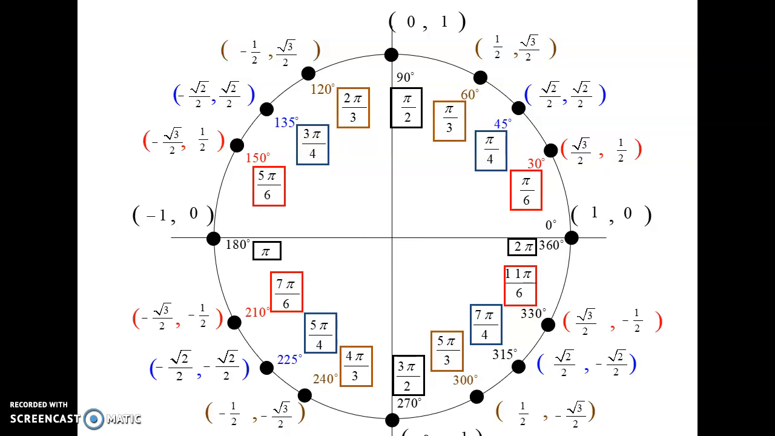And what we're going to do tomorrow is we're going to show you how the unit circle is used to graph sine and cosine functions. All right, and we'll see you tomorrow.